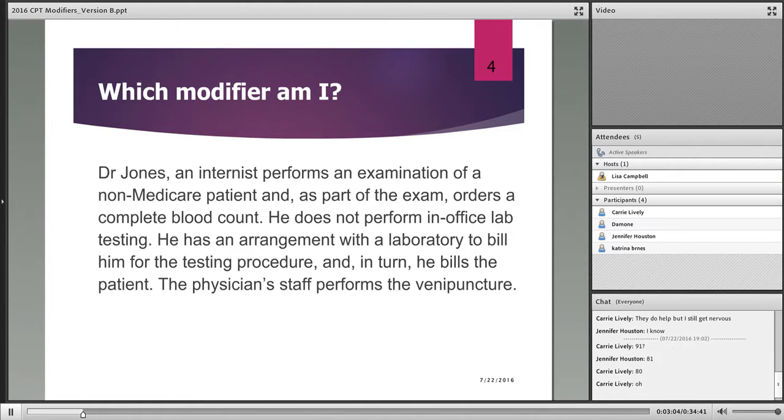Next up, Dr. Jones, an internist, performs an examination of a non-Medicare patient, and as part of the exam, orders a complete blood count. He does not perform in-office laboratory testing and has an arrangement with the laboratory to bill him for the testing procedure, and in turn, he bills the patient. And then the physician's staff performs the venipuncture. So what would the modifier be for the laboratory test that he's going to send out to the lab?